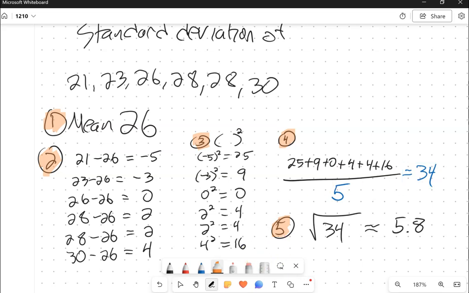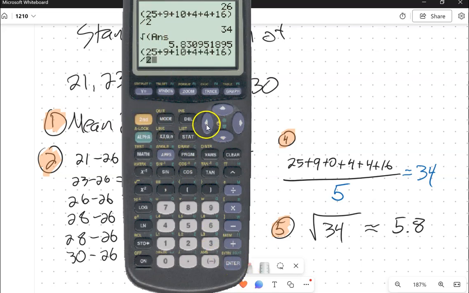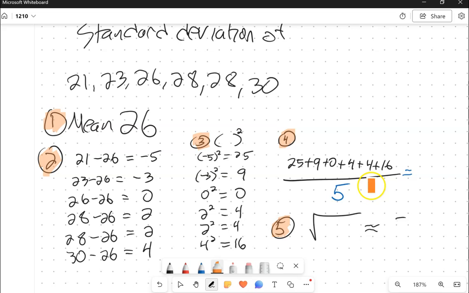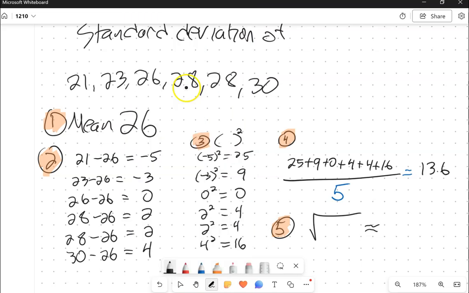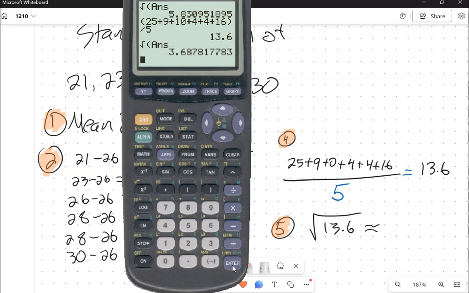Did I divide by 2 on the calculator? I divided by 2. What the heck am I doing? This is wrong. Give me a moment. Divide by 5. Thank you for those of you that noticed that. I don't know why I had a divide by 2 on my calculator when I wrote a divide by 5. That's just my mistake. I'm so glad you guys caught it. So dividing by 5, 13.6, and then square rooting 13.6, 3.7.